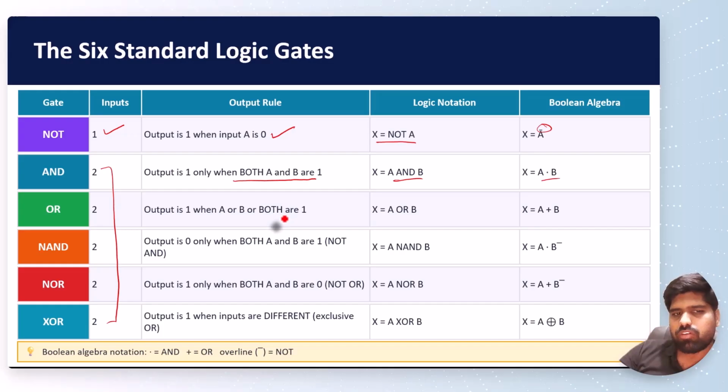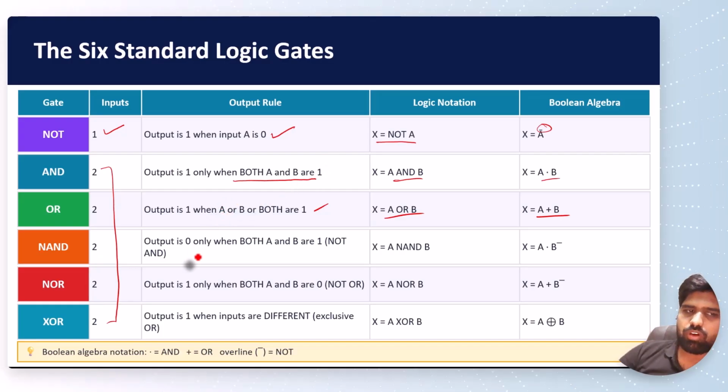For the OR gate, you have to understand that the output is one when A or B or both are one. If A is one, it will produce one as an output. If B is one, then it will produce an output of one. Or if both of them are one, then it will also produce one in the output. So that's the condition. A OR B is the logic notation, and OR is represented by the plus symbol, so A plus B is the Boolean algebra.